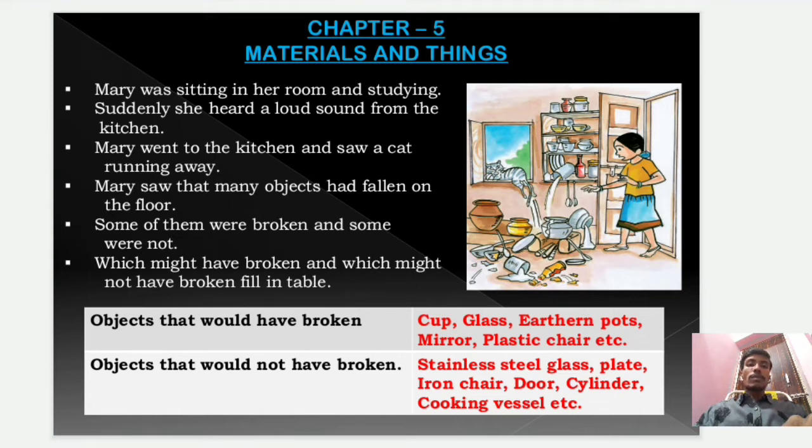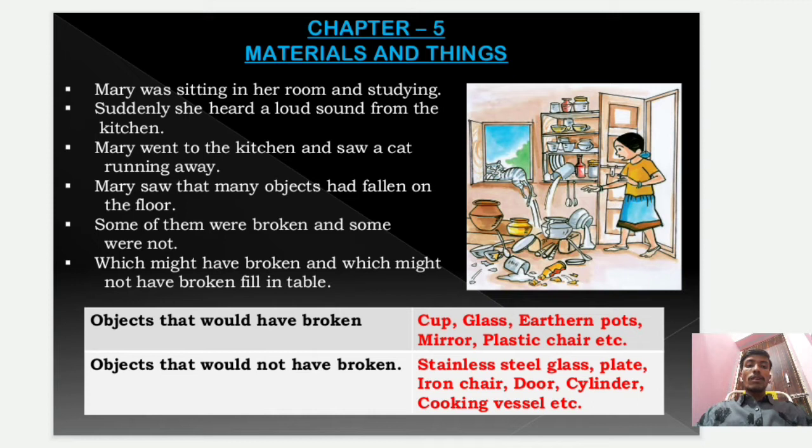Which objects might have broken and which might not have broken? Fill in the table with the materials. In this picture, Mary observed some breakable materials and some unbreakable materials. Here, objects that would have broken are cup, glass, earthen pots, mirror, plastic chair, etc.